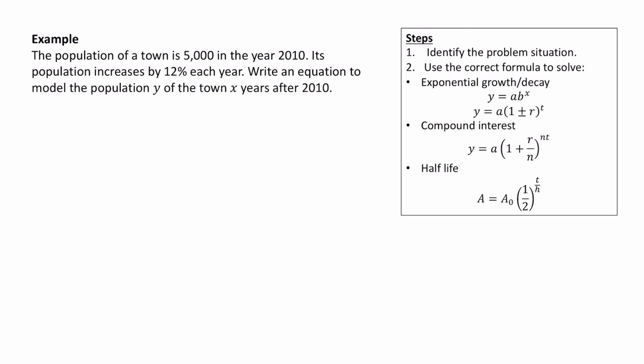So it says the population of a town is 5,000 in the year 2010. And then it increases by 12% each year. Write an equation to model the population y of the town x years after 2010. So let's go ahead and figure out which formula to use. Since we have a percentage, we're going to use y equals a times 1 plus or minus r to the t. Since it is increasing, we're going to say that y equals a times 1 plus r to the t, right? Because it's going to be exponential growth.